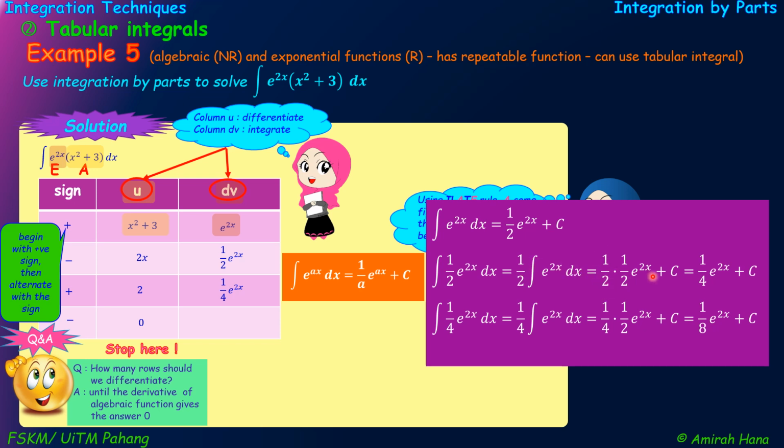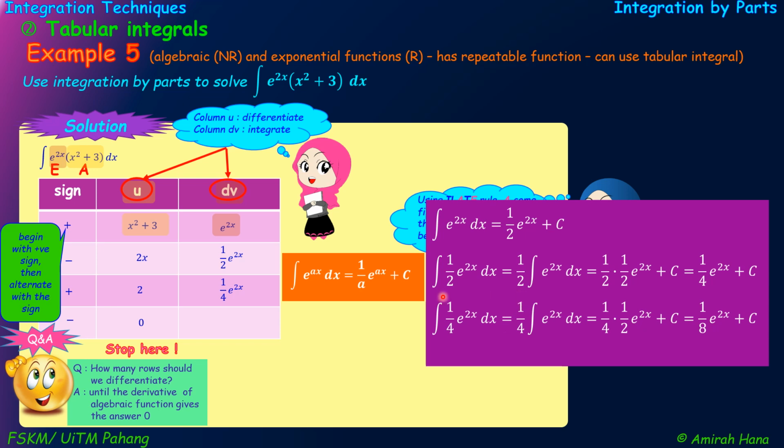And then plus c, and half times half equals 1 over 4. So we get the answer 1 over 4 e to the power of 2x plus c. But no need to write plus c because we have not finished our solution yet. And after that, we need to integrate 1 over 4 e to the power of 2x.